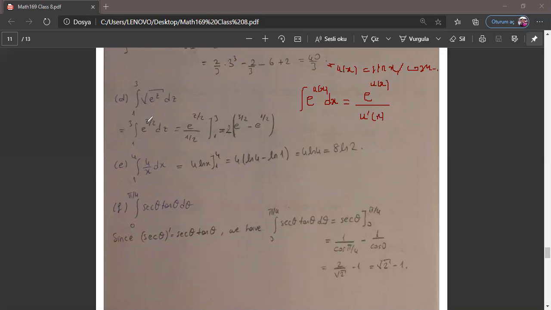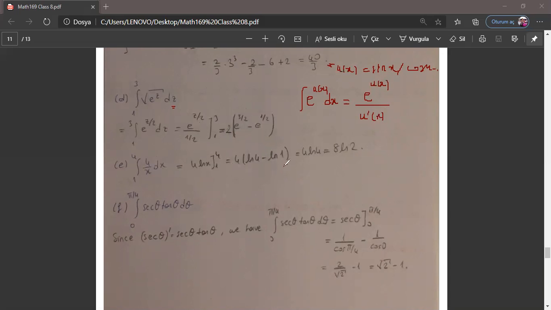So here we have e to the z over 2. We write e to the z over 2 over the derivative of this function with respect to z, right? So we have 1 over 2. Here we have z, that's why we integrate with respect to z, okay? So here we have this from 1 to 3. We just write the rest, as you know.